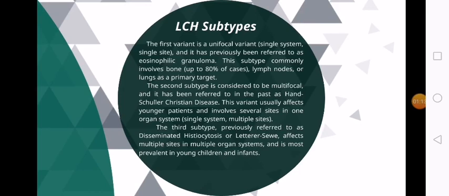Subtypes. The first variant is a unifocal variant, and it has previously been referred to as eosinophilic granuloma. This subtype commonly involves bone, lymph node, or lungs as a primary target.